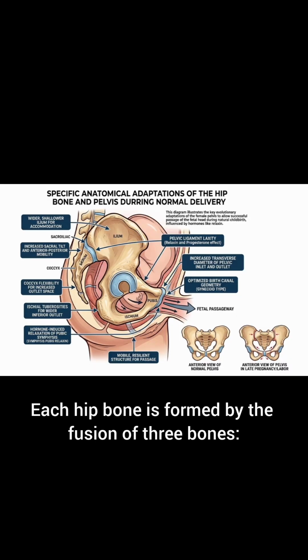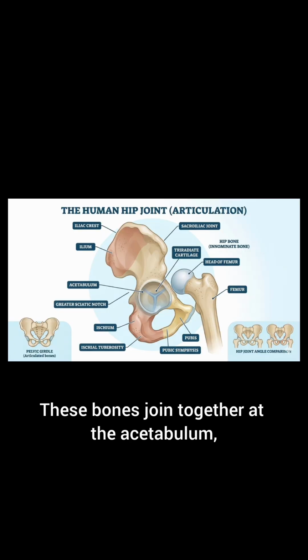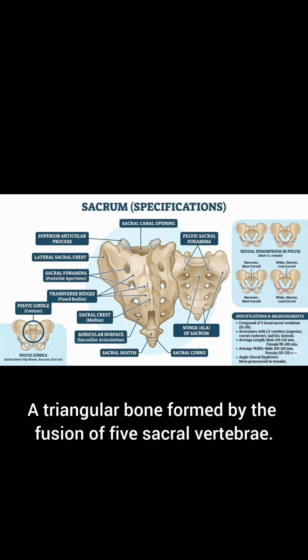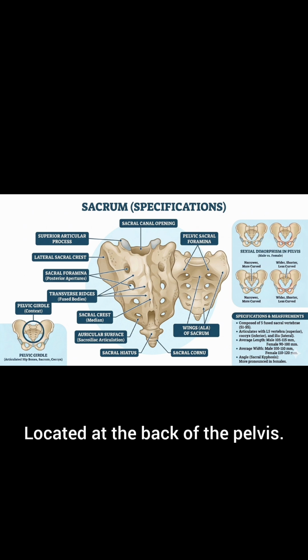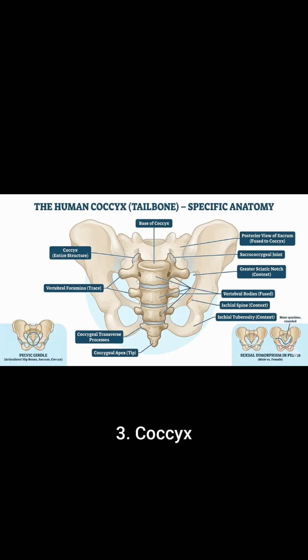Each hip bone is formed by the fusion of 3 bones: ilium, the upper broad part; ischium, the lower posterior part; and pubis, the anterior part. These bones join together at the acetabulum, where the head of the femur forms the hip joint. 2. Sacrum, a triangular bone formed by the fusion of 5 sacral vertebrae, located at the back of the pelvis, connects the spine to the hip bones. 3. Coccyx, also called the tailbone, formed by 4 fused vertebrae, located below the sacrum.